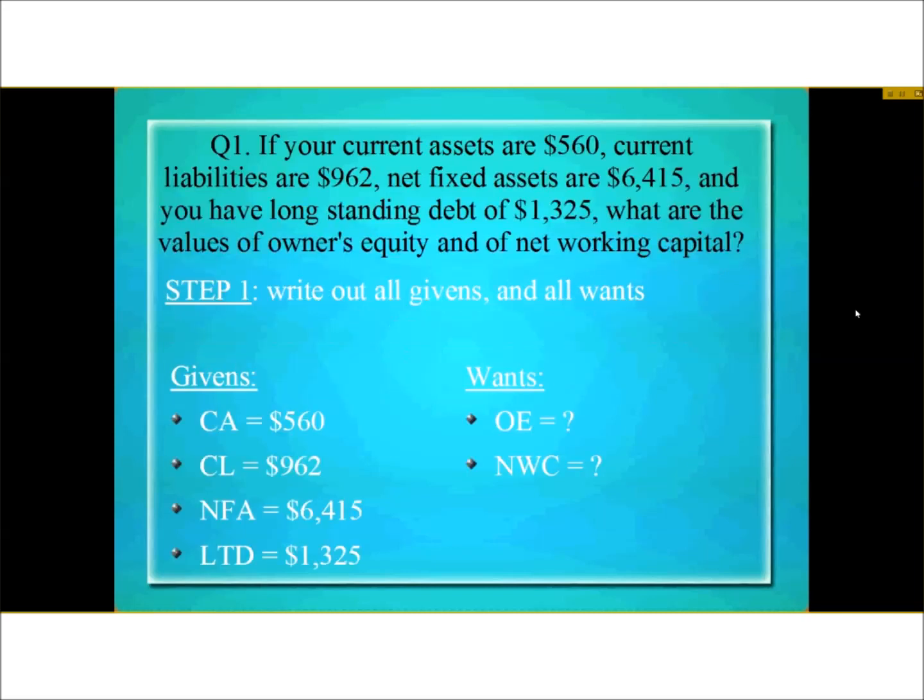First, we're going to write out all the givens, and then what we want to solve for. So our givens are current assets, $560, current liabilities, $962, net fixed assets, $6,415, long-term debt, $1,325. Our wants: we want to know what owner's equity is equal to, and net working capital.